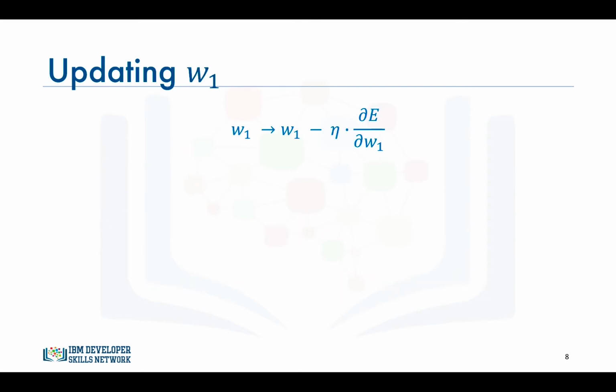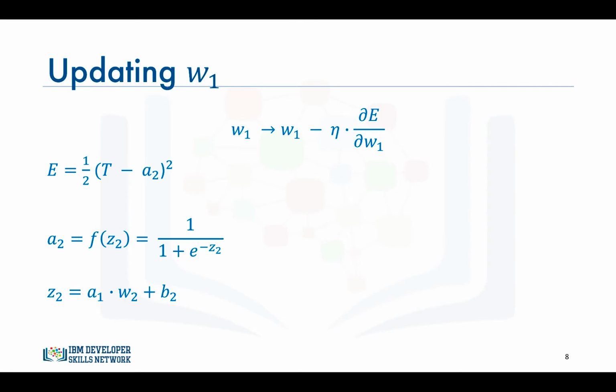Similarly, we use this expression to update W1, but the error is not explicitly related to W1. So we again use the chain rule to establish the derivative of the error with respect to W1. We know that E is a function of A2, and we know that A2 is a function of Z2, and Z2 is a function of A1, and A1 is a function of Z1, and Z1 is a function of W1.